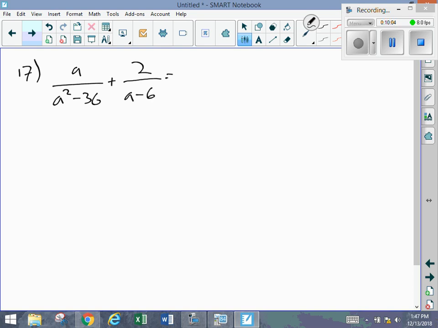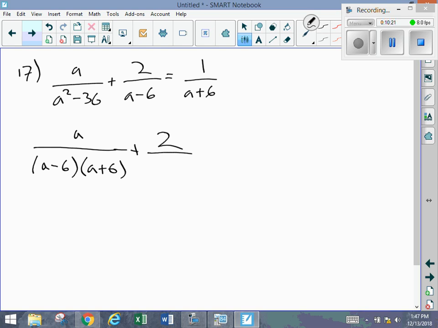When you factor it, it gets much easier because you'll notice that a squared minus 36 is a difference of squares, right? So I can factor it as a minus 6 times a plus 6 using my difference of squares formula, or just trying to think of two numbers that multiply to negative 36 but add to 0. That's another way you could approach that. And there we go.